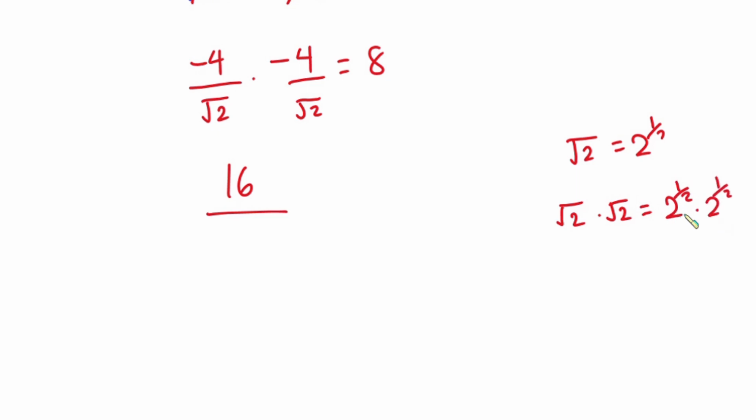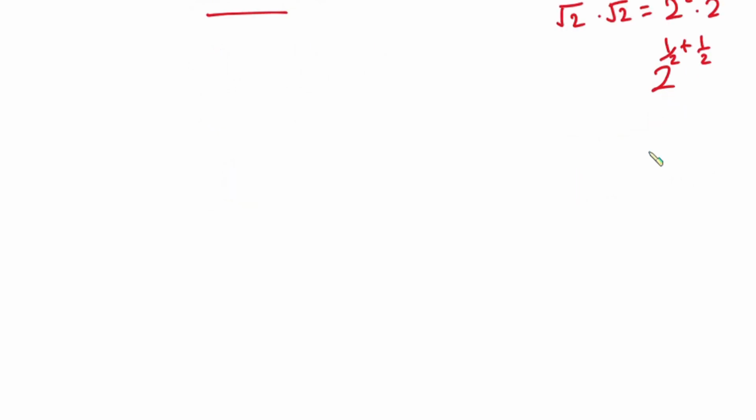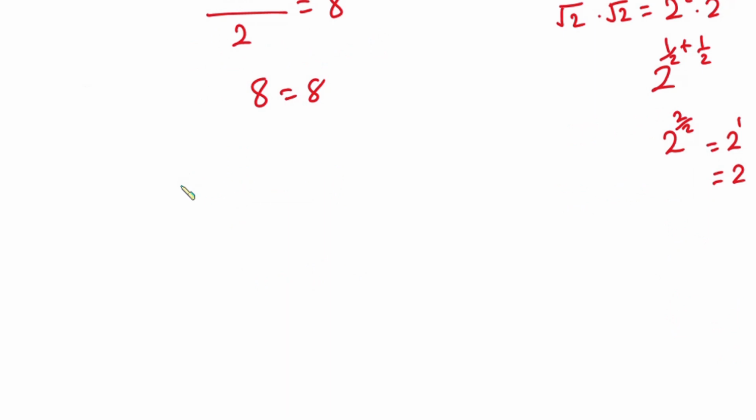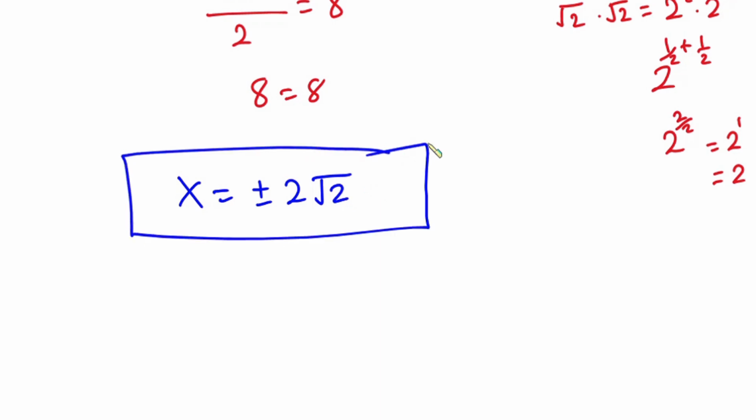Now you can see the bases are the same and they are multiplying, so I will just write the base and then add the powers. 1 over 2 plus 1 over 2. Now let's simplify this. So we have 2 to the power 2 over 2, which is equal to 2 to the power 1, and it is still 2. So we have this side to be 2, and this must be equal to 8. And of course, 16 divided by 2 is equal to 8. So we can conclude that x equals plus or minus 2 root 2 is a solution to this problem.